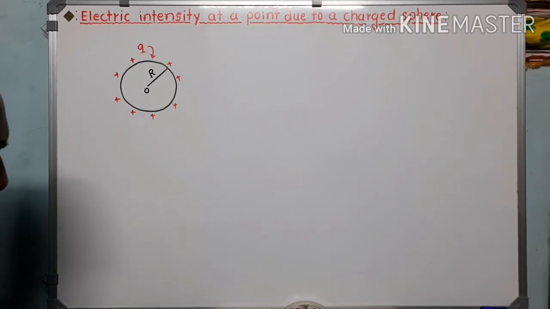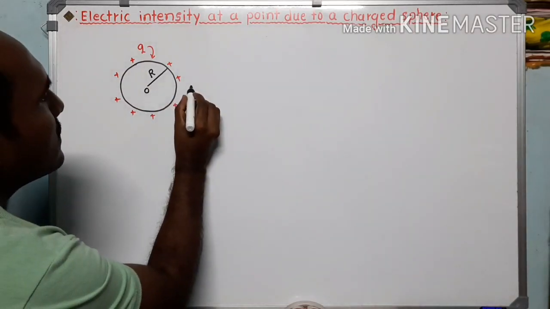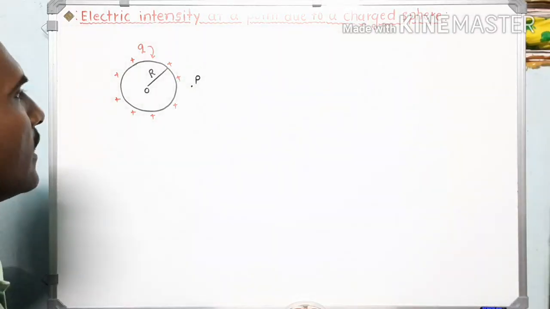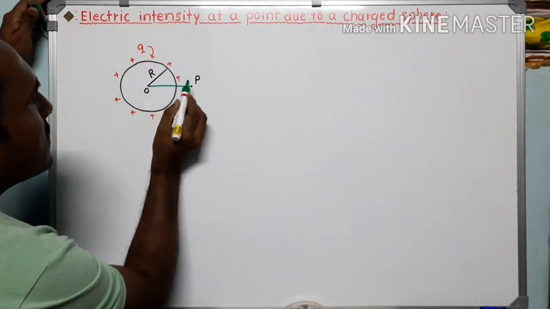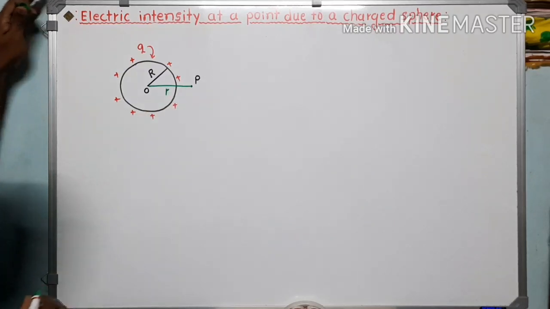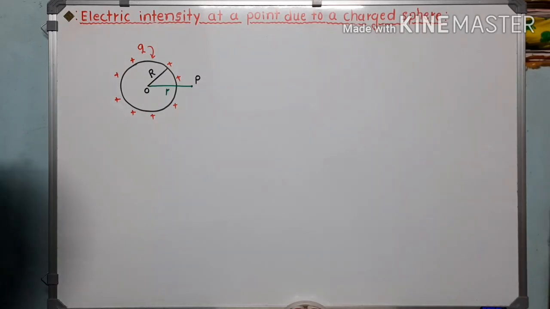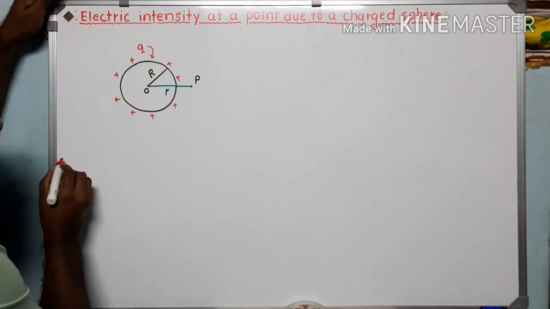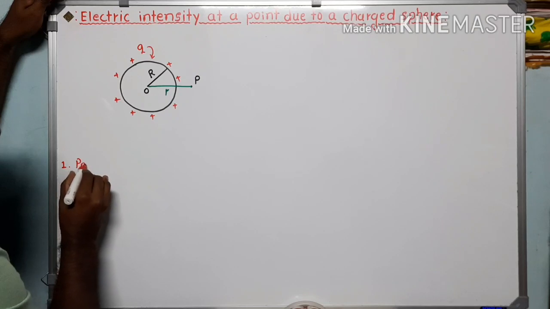Okay, now I will consider a point P outside the sphere, at a distance small letter r. That means you can derive this expression in two cases. The first one is by considering the point P outside the sphere.